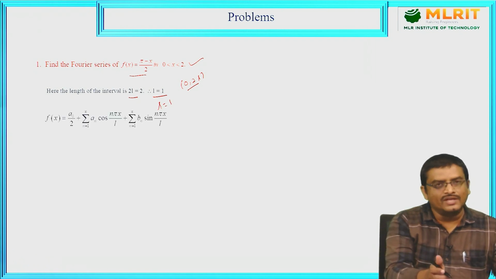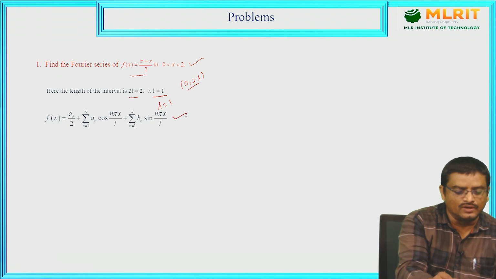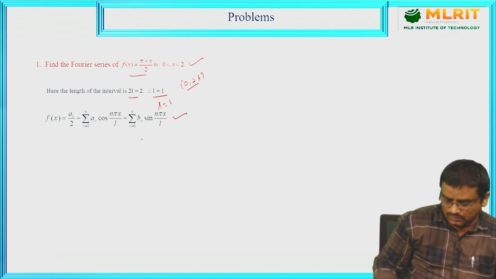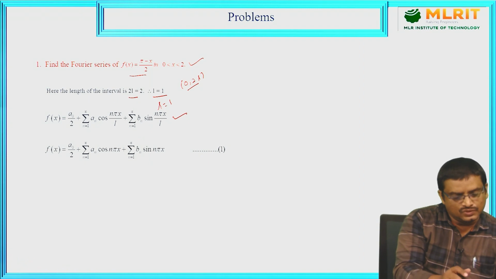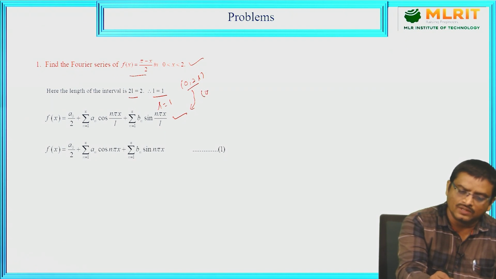Now as usual, as we discussed in the previous slide, this is the standard formula we will use to find out the f of x value here. Now a0 value. This is our standard formula, which is applicable for the interval 0, 2l. We have been given the interval as 0, 2. By comparing these two intervals we get that l is equal to 1.